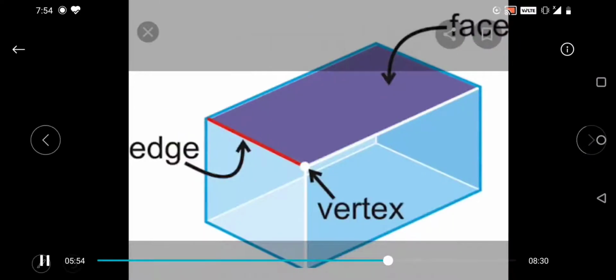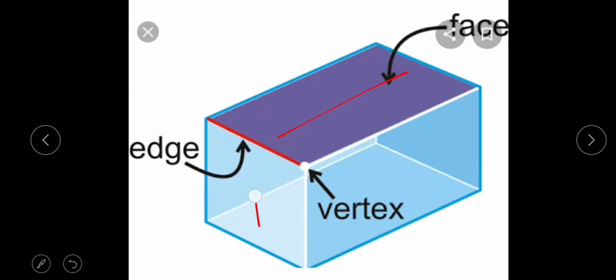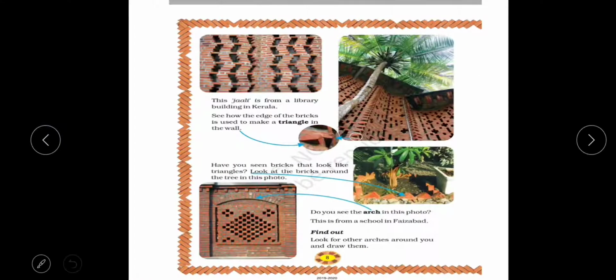We have seen what an edge is, right? Where the two faces meet. So, this is a jali made of the edge of the bricks. And which shape did it take? It took the triangle shape. Have you seen around yourself where you can see such triangles? Find out and share with me.